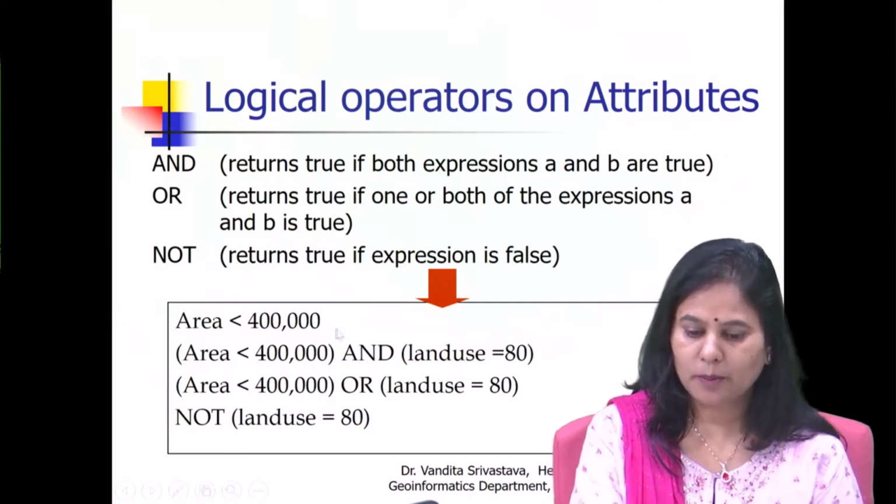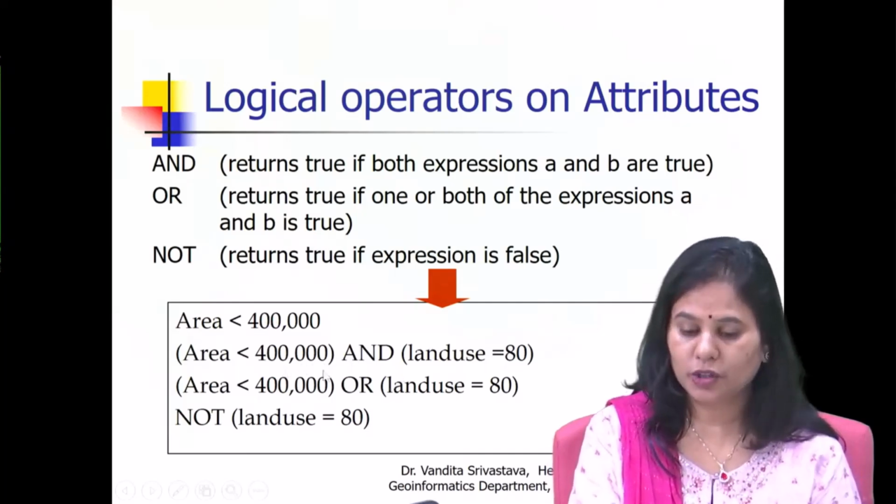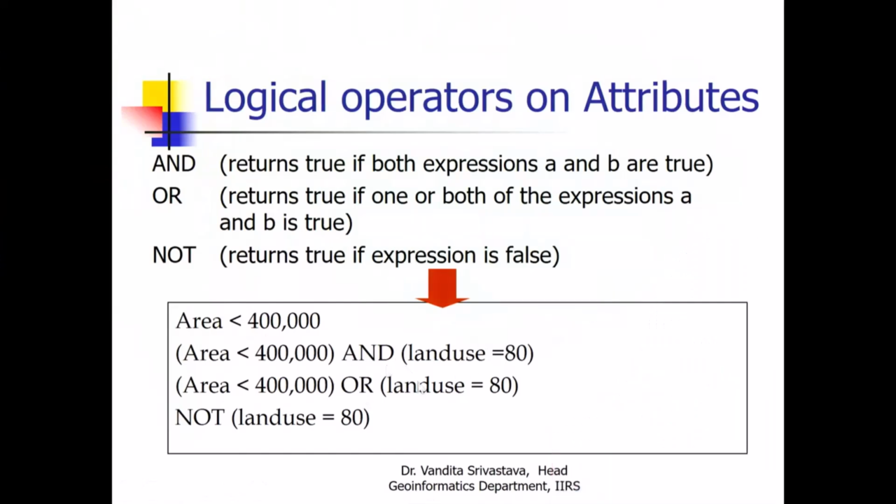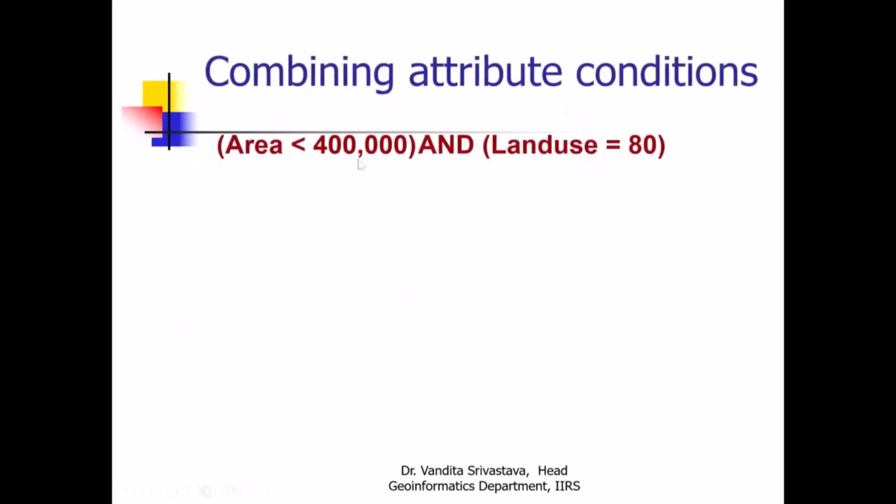Let us also see combining the relational and the logical operations to answer these questions. So area less than 400,000 we had already seen. Now let us also add one more condition where land use is 80. Now 80 could be some code. It could be code of wasteland or something. Suppose we are interested in finding where are those small patches of wasteland. Suppose my land use code for that in the table is 80. So I will launch this kind of query, area less than 400,000 and land use is 80. Show me all such lands.